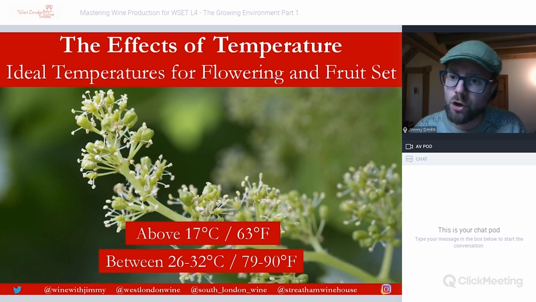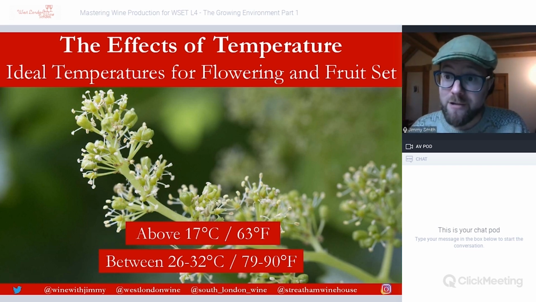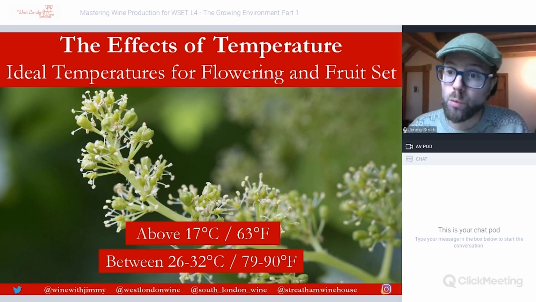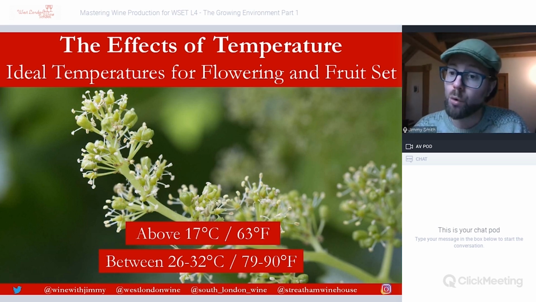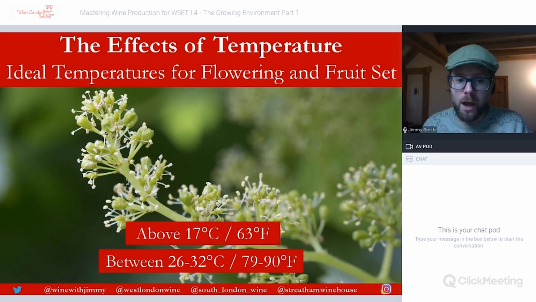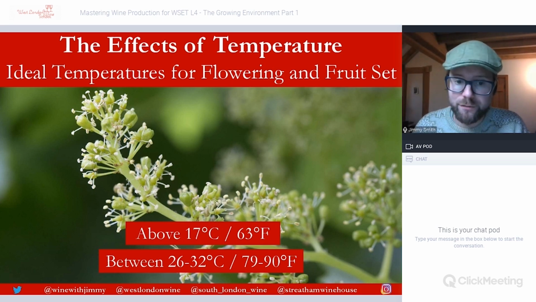Remember, flowering is not something which is very uniform. Often it's something really between 30 and 60% successful flowers will develop into grapes. So of course, if it's consistently warm, plus many other factors, then we will actually gain more of a success rate. So above 17 degrees Celsius for that.